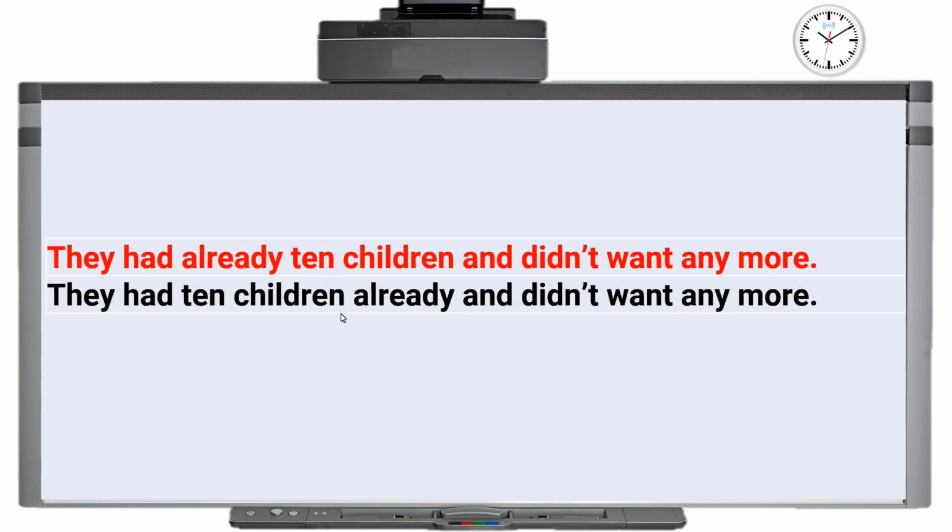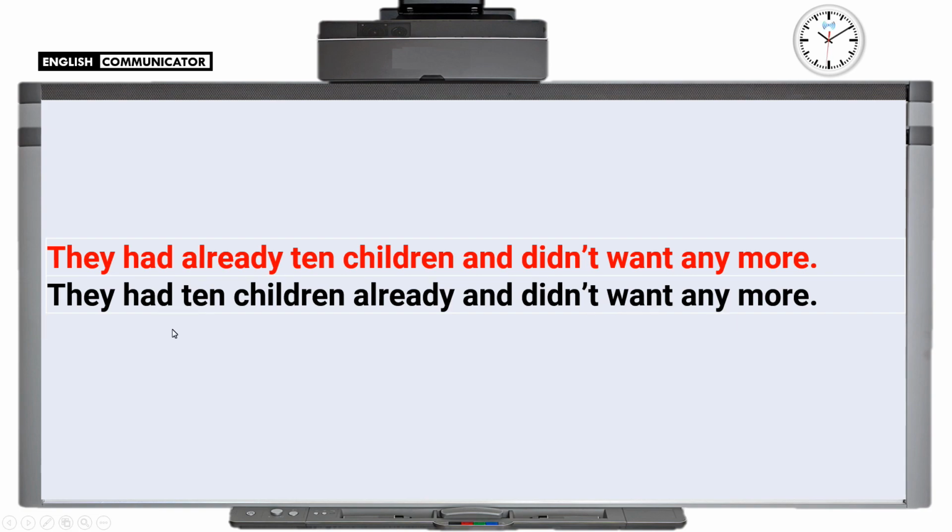They had already 10 children and did not want any more. They had 10 children already and did not want any more. So the difference is here, and it's a clear difference. They had 10 children. You can't say they have already 10 children. Say they had 10 children already and did not want any more.